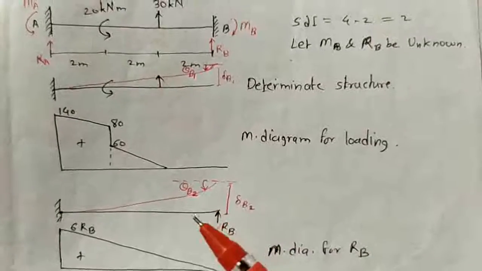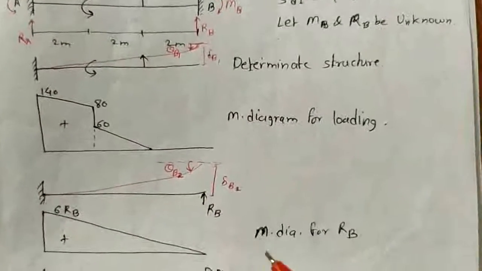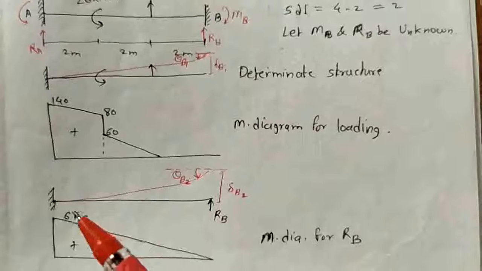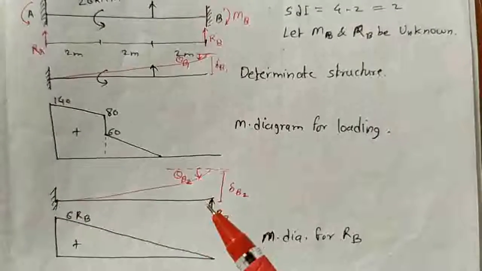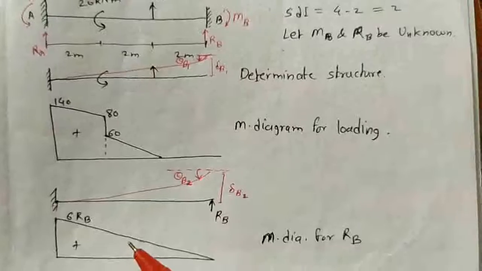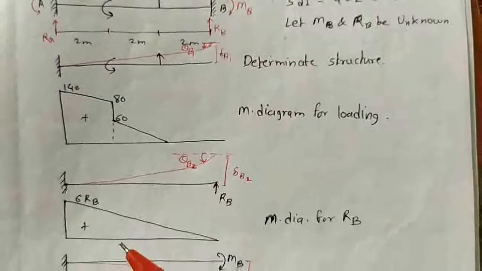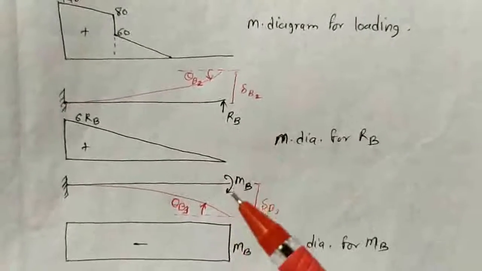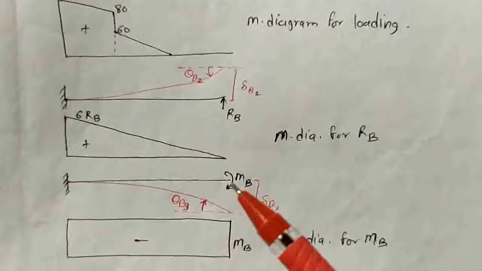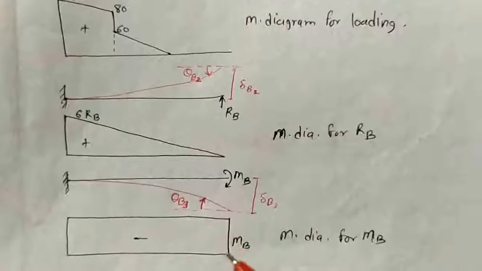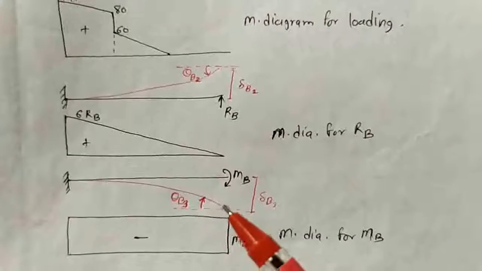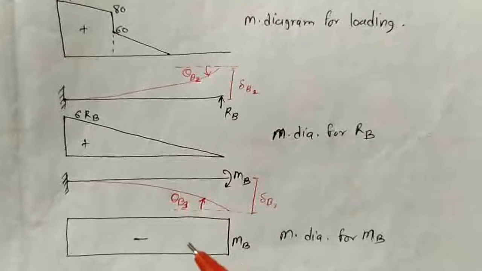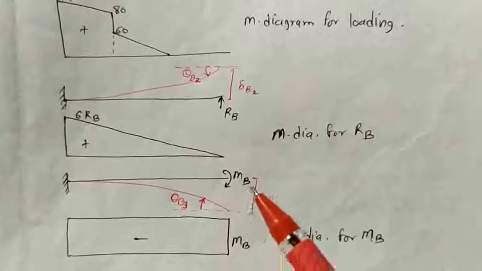To get delta B2, I have drawn the M diagram for the application of reaction RB. Of course, this is just a cantilever beam subject to a point load. For this we are getting this bending moment diagram. The sign convention I will explain later. Next, again apply the second unknown, that is MB. Because of the application of MB, we are getting this displaced shape. Again, to get delta B3 and theta B3, I have drawn this M diagram because of MB.